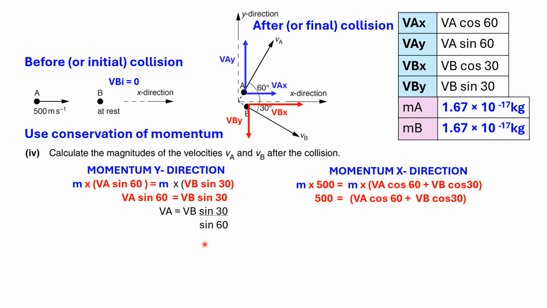Now here, there is nothing more that we can do, so let's move to momentum in the x direction. My first step is to cancel m and rewrite the new expression. Let's substitute the expression of VA in terms of VB from the y direction into the x direction. I hope you are not lost, but if you are, just pause the video and play back a few slides to see the steps.